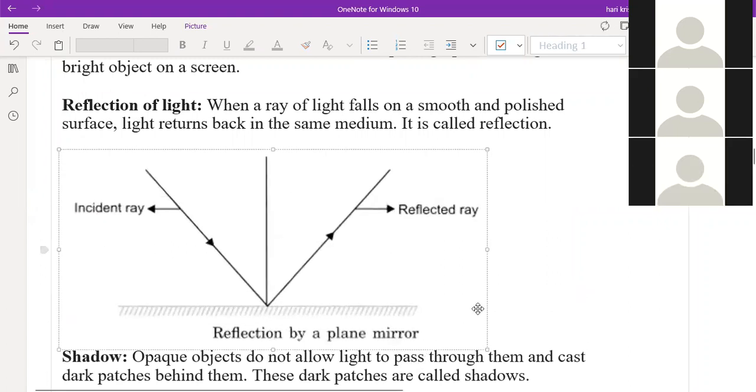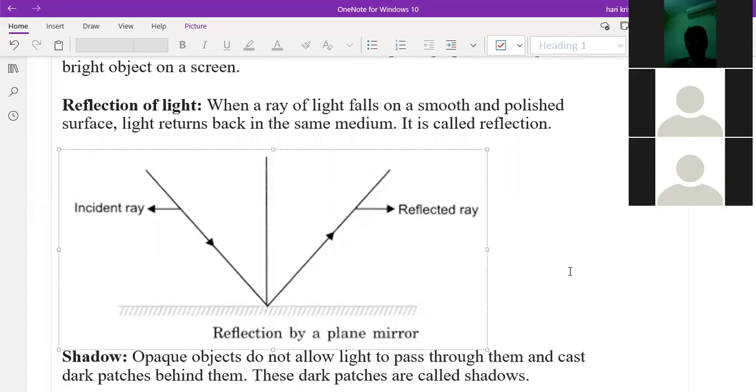Drona: Good evening, sir. The incident ray is the action, sir, and the reflected ray is the reflection of the action. Okay, it is good in common language, but in science, how can we say that? Incident means light falling on the surface.